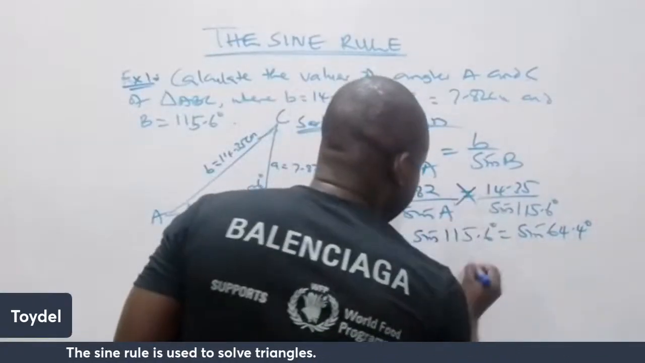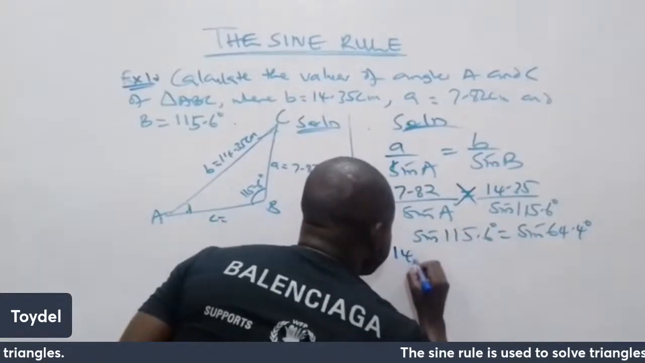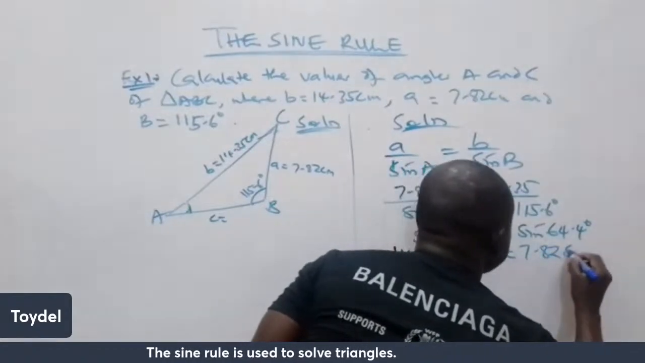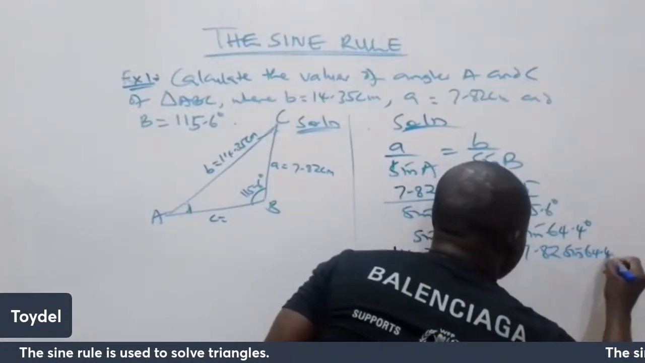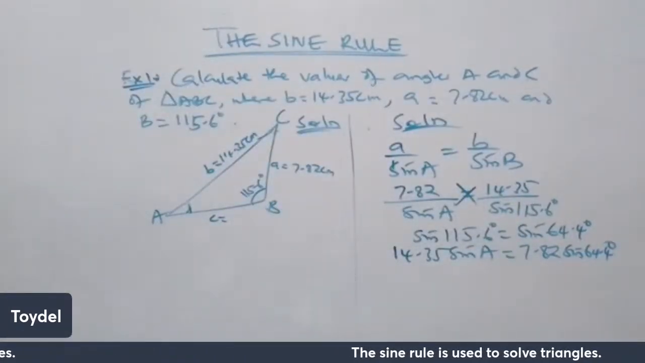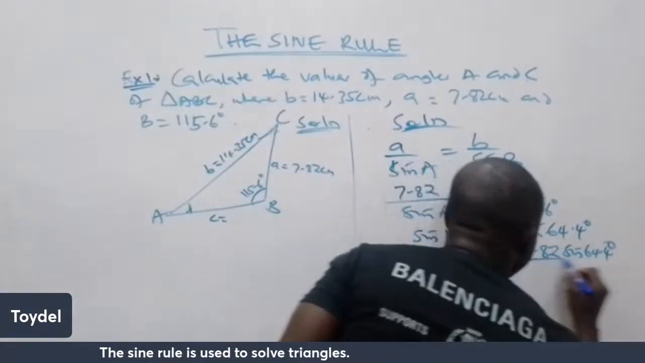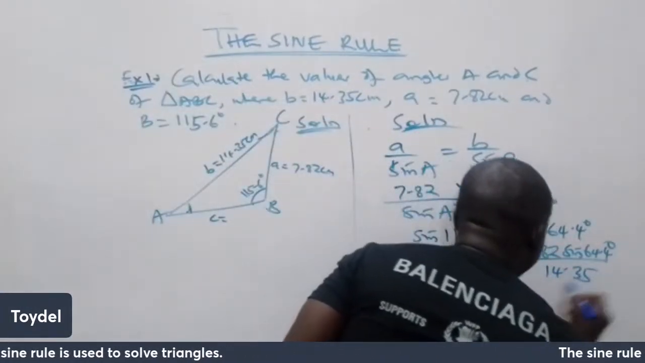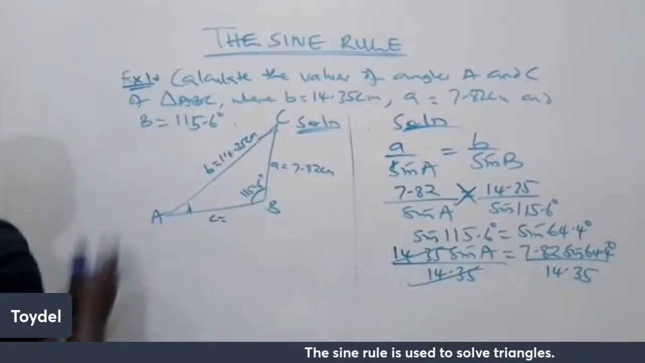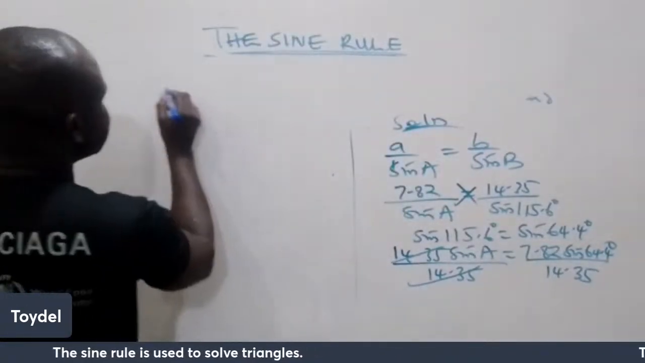Then if I cross multiply here, I can use this interchangeably. So if I cross multiply, I'm going to have 14.35 sine A equal to 7.82 sine 64.4 degrees. That's what I'm trying to say, that I can actually do that. Then if I divide both sides by 14.35, this will cancel this, and I'll be left with sine A.